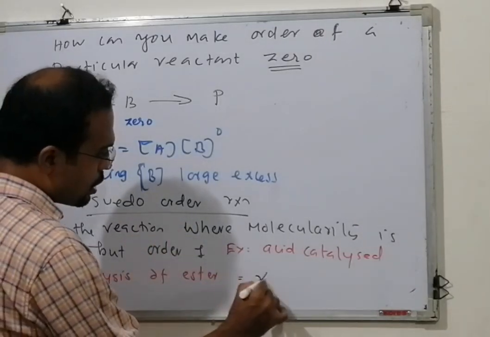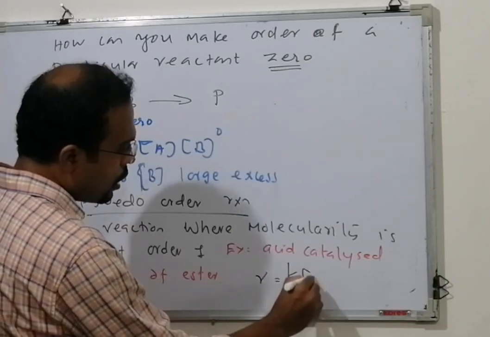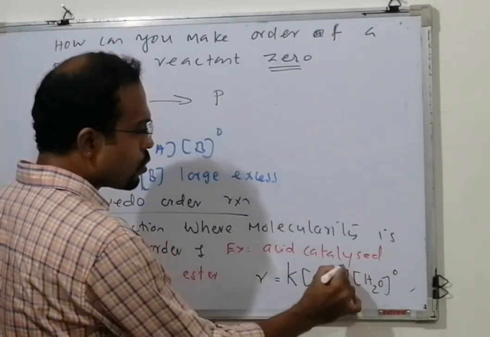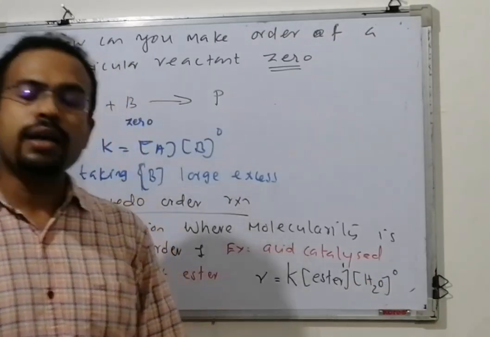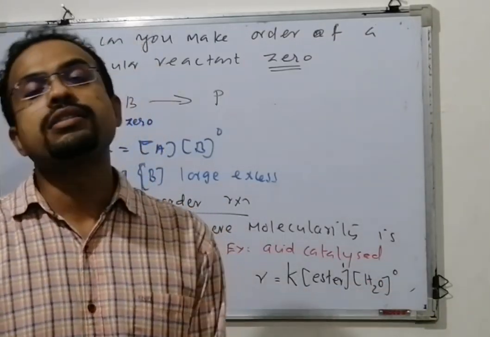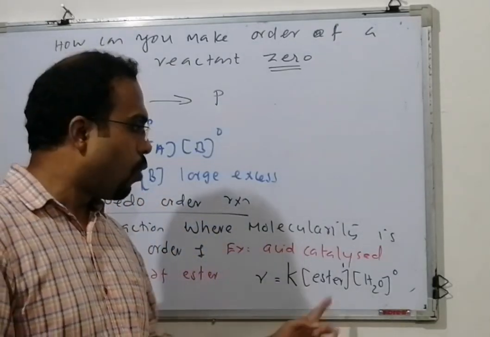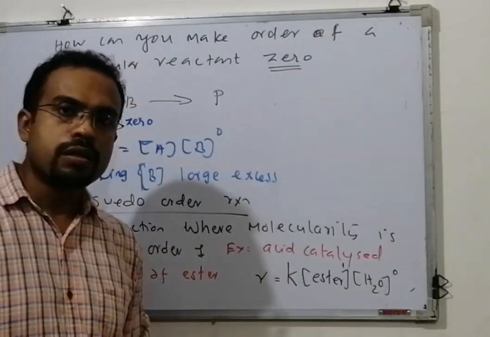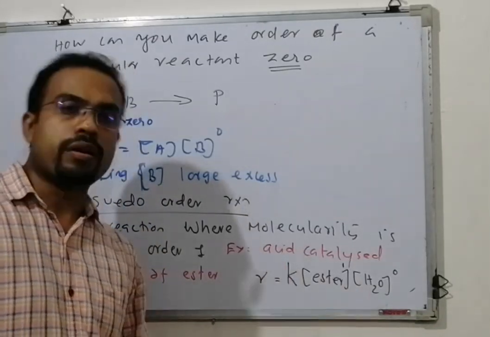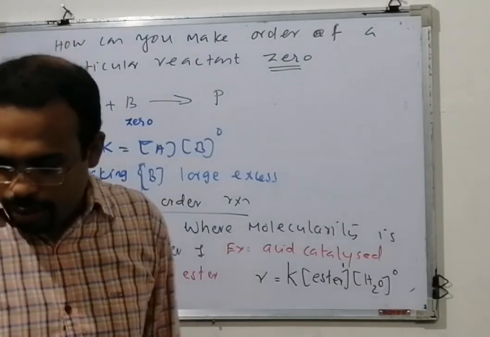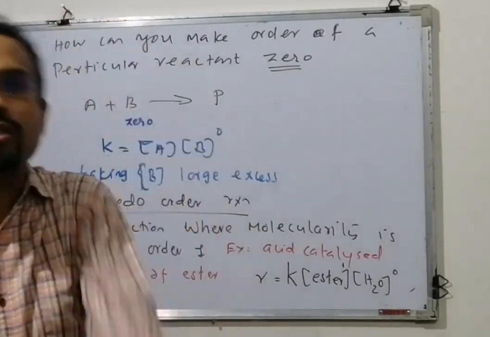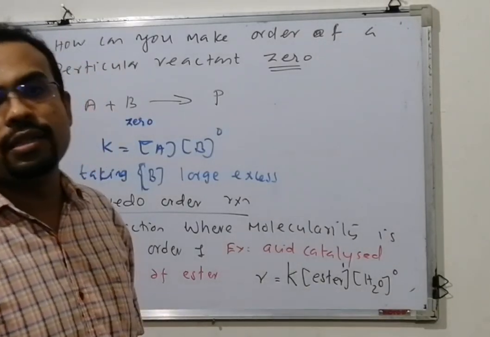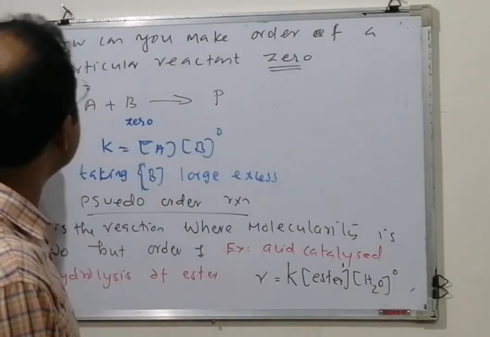If you write the rate expression of that reaction, it is k into concentration of ester, concentration of water. But water is in large excess, so its order is 0, and the reaction is first order overall. Therefore, in acid catalyzed hydrolysis of ester, the order of water is 0. But the molecularity is 2, because you have 2 separate molecules, the ester molecule and the water molecule. Whenever you see a term in the question paper that a particular reactant is in large quantity, without any further thinking, you have to assume that the order of that reactant is 0.